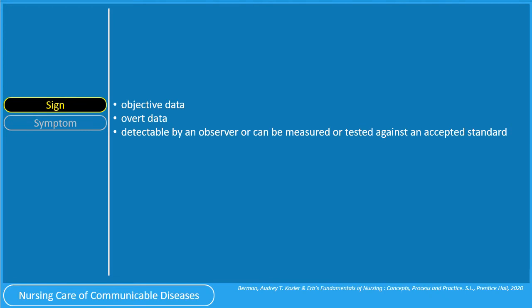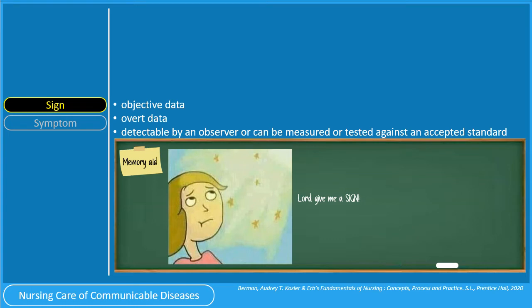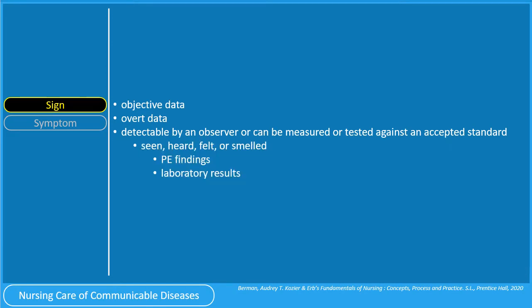Let us begin. Objective data, also referred to as signs or overt data, are detectable by an observer or can be measured or tested against an accepted standard. Diba? When you ask, Lord, give me a sign, you are asking for something concrete or observable. Signs can be seen, heard, felt, or smelled, and they are obtained by observation or physical examination, which includes the vital signs, not the vital symptoms. When a laboratory result is reported, it is classified as an objective data.